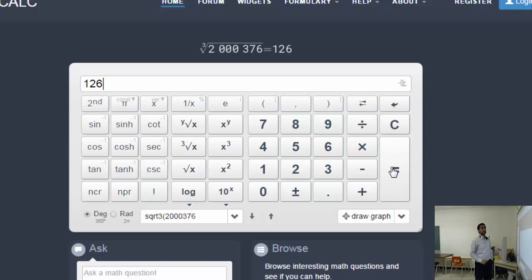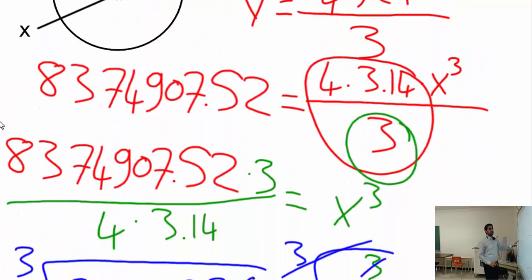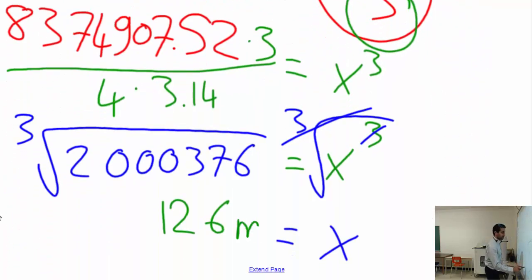That number is 126. And what is the unit? Meter. So I found out what the x is. Did I? No, I am not done yet.